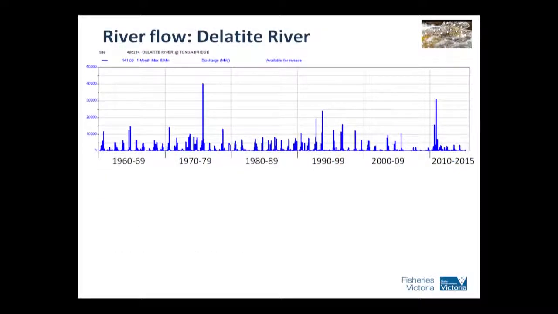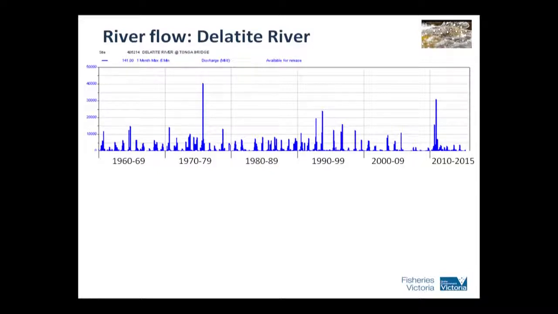What about river flow? Well, this is what we call a hydrograph. This is a plot of how much water is going down the river, and here I've plotted up the water going down the Delatite River. We've got time here, so we've got some data from 1960 right through the current day, and we've got a measure of how much water is going down. This is megalitres a day. Don't worry about the units too much.